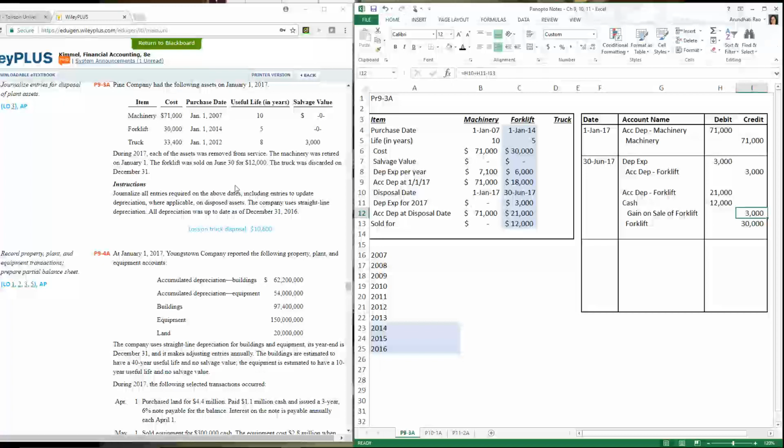Let's move on to the last asset, the truck. I had purchased it for $33,400 on Jan 1st, 2012. Useful life is 8 years, salvage value is 3,000. So if it's 2012 that I had the asset, I've depreciated it for a total of 5 years. So I'll start out with this basic information over here.